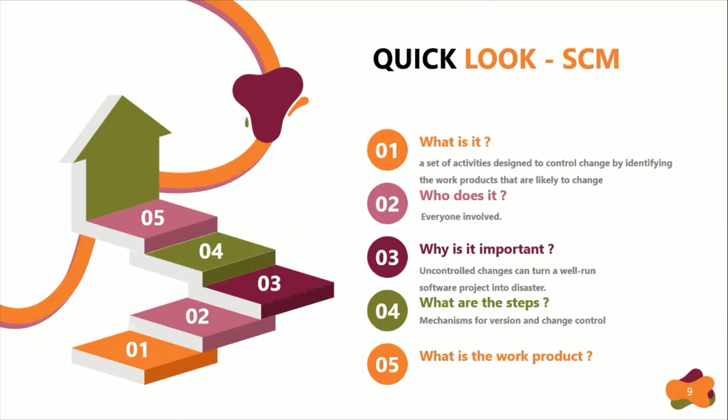What is the work product? What is the output of the SCM? It is a software configuration management plan, which is going to define the project strategy for SCM. So whenever an SCM is called, the change control process produces the change request and reports and engineering change orders.